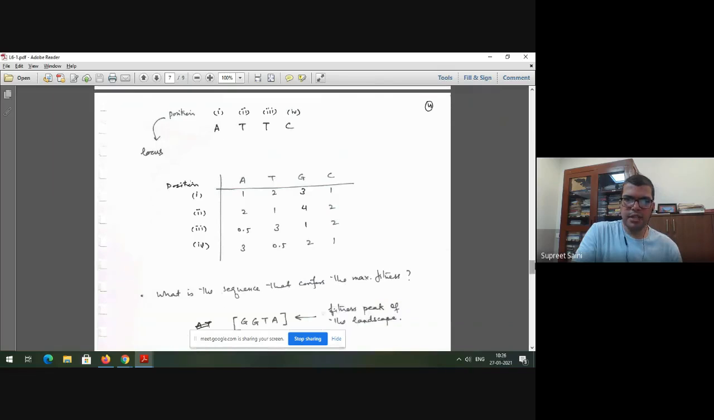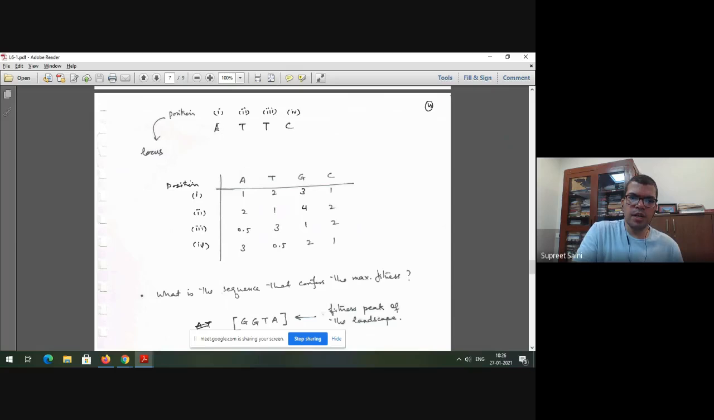Imagine my fitness landscape is such that the fitness contribution at position 1, if it's an A at position 1, then fitness contribution is 1. If it's a T at position 1, the fitness contribution is 2. If it's G at position 1, it's 3. And if it's C at position 1, it's 4. And same for position 2, position 3, depending on which nucleotide is present at which position, there is a fitness contribution associated with that particular nucleotide.